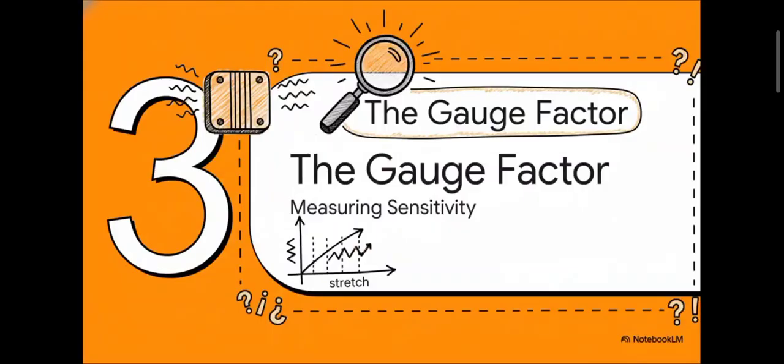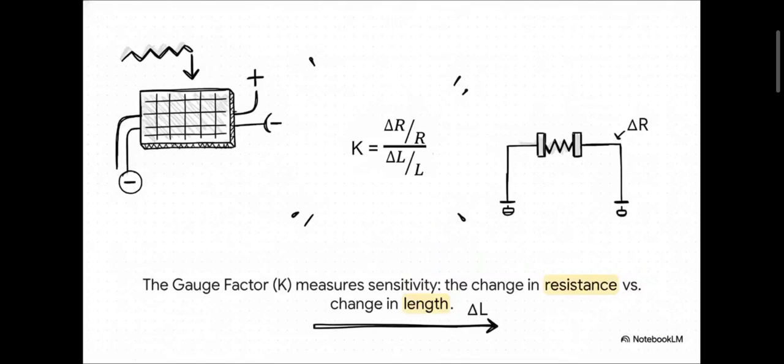Okay, so we know its resistance changes, but how sensitive is it, really? Like, how much does the resistance change for just a microscopic amount of stretch? Well, engineers needed a way to put a number on that, and they call it the gauge factor. Now, don't let the math on screen scare you. The concept is what really matters here. The gauge factor, which is that K in the formula, is really just the language engineers use to talk about how sensitive a particular strain gauge is. It's just a ratio of how much the resistance changes compared to how much the length changes.